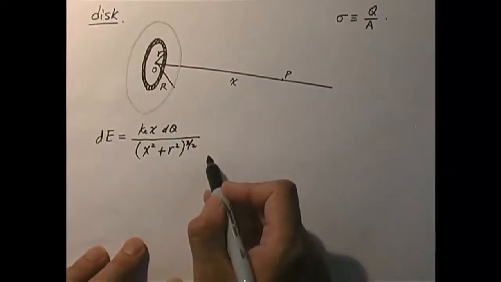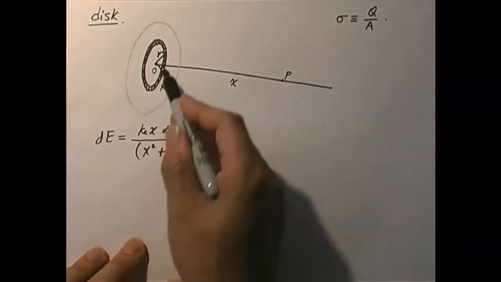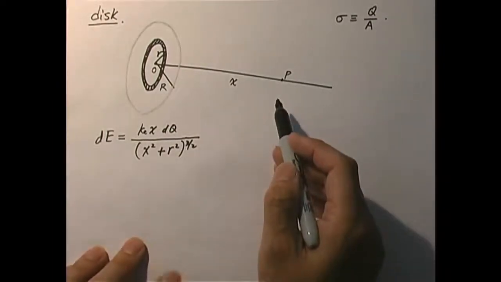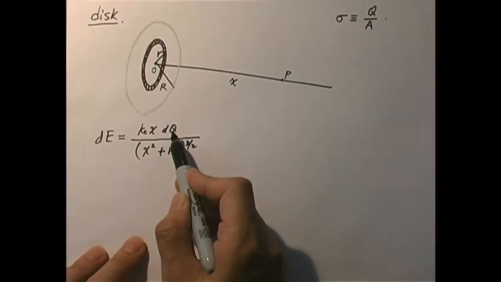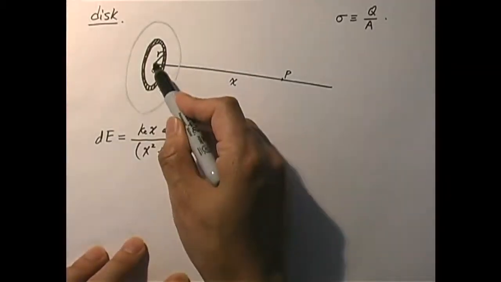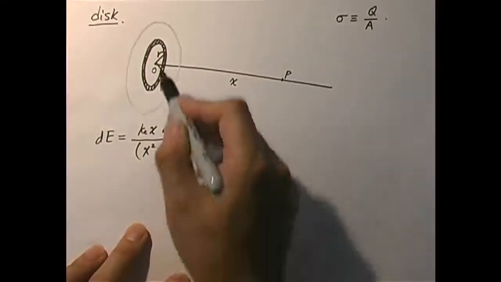I now wish to integrate over dE to get the contribution from the entire solid disk. But before I can do that, once again, I have to do a change of variables. I don't want dq. I want dr, right? So I can integrate over r, over small r. How is dq related to dr?